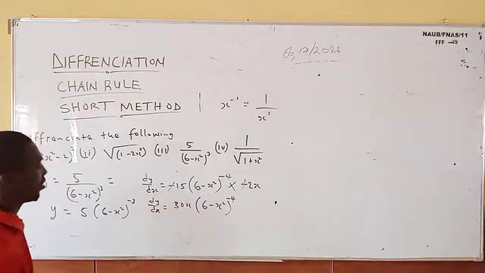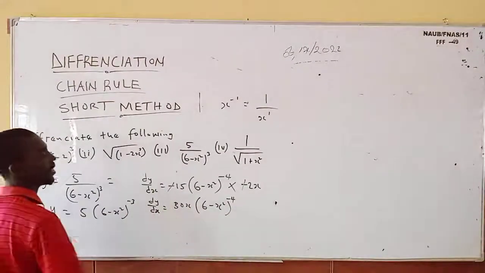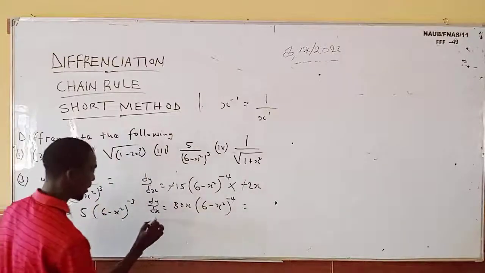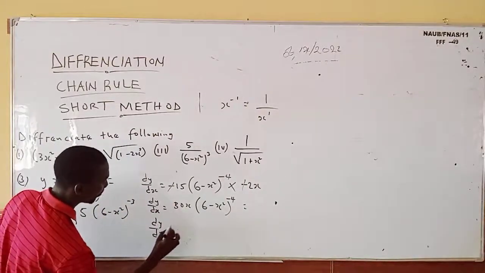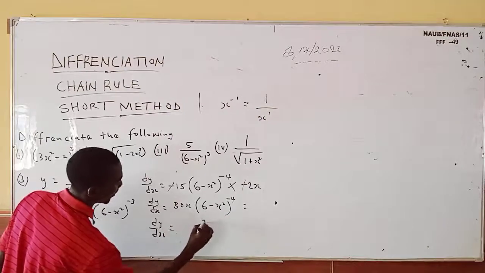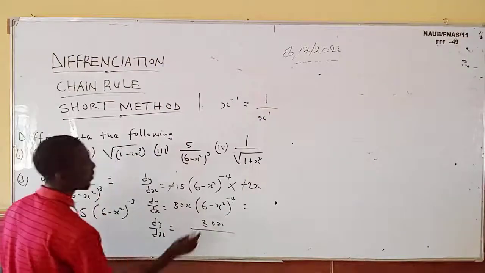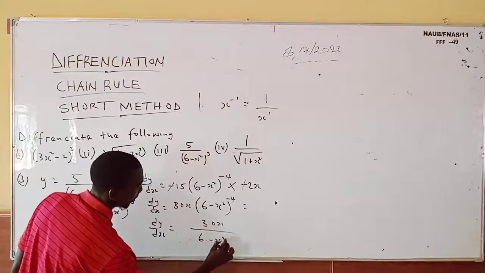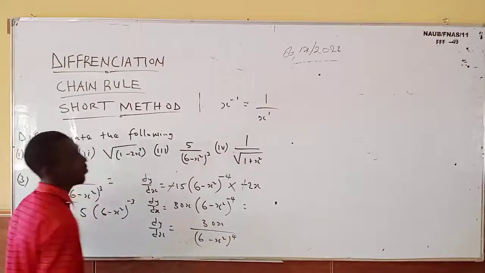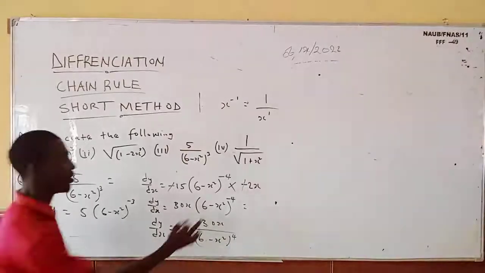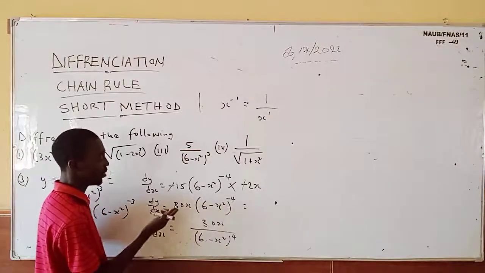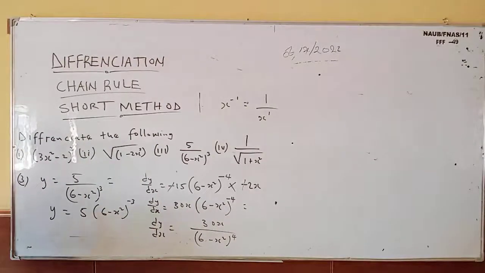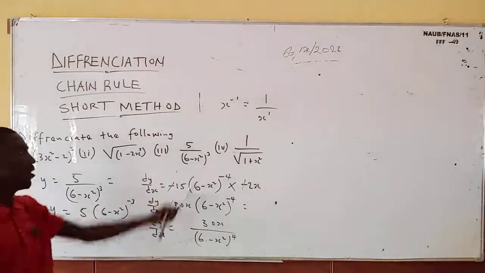Minus 4. But should we give the answer like this? No, don't leave it like that. So we can also say dy ds is equal to 30s all over 6 minus s squared all to the power of 4. I hope you get this. You know, this negative here means 1 all over, then it will be 30s times 1. So you get this.